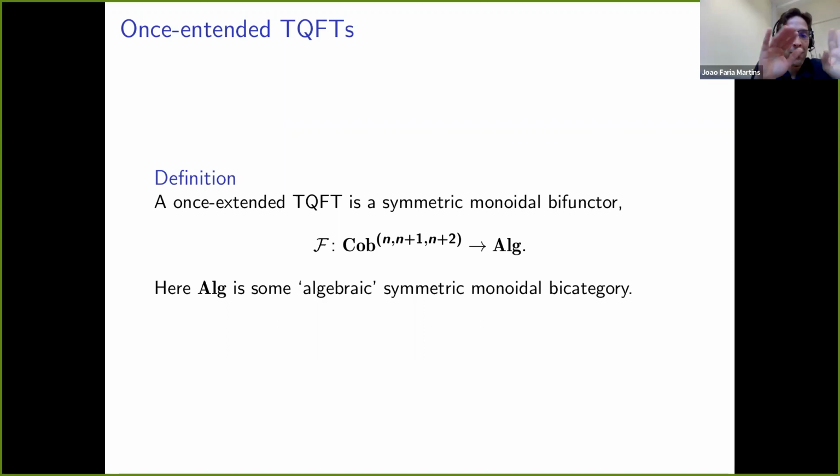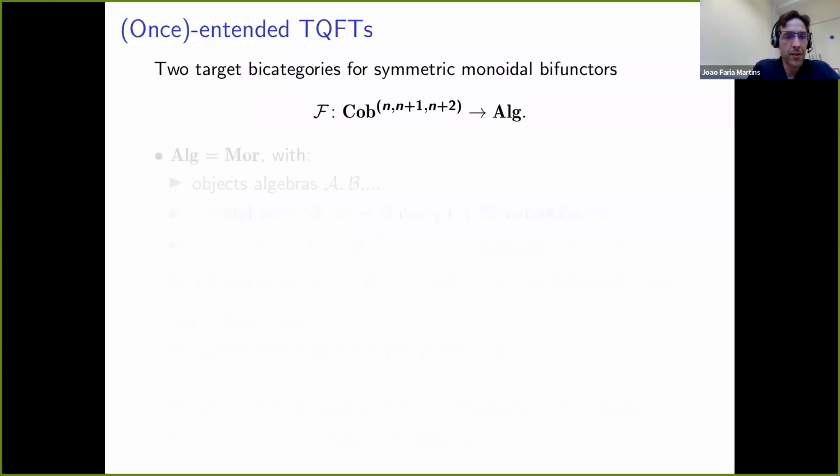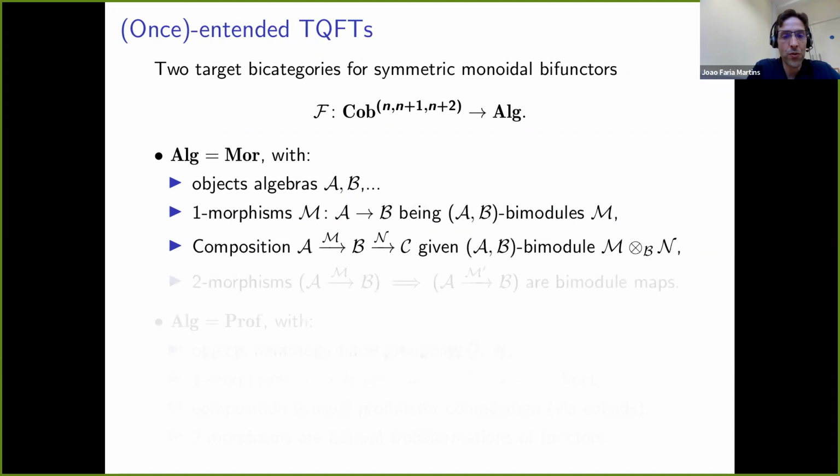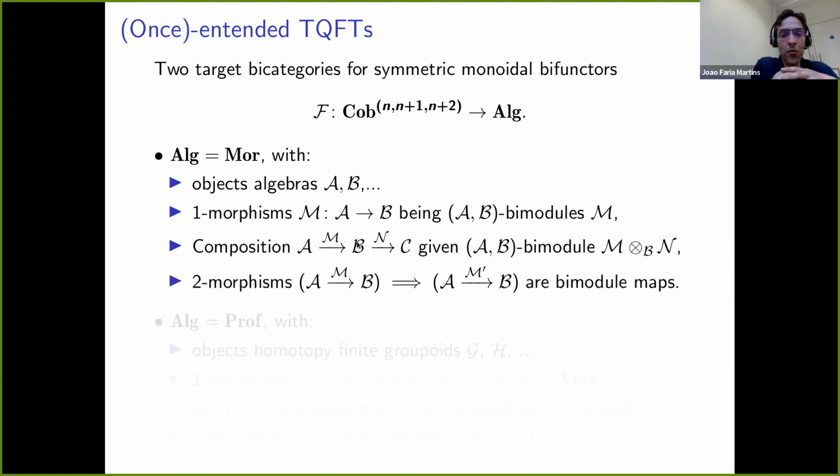And Alg is some algebraically defined symmetric monoidal bicategory. And which bicategories would I like to consider as Alg? So targets for these symmetric monoidal bifunctors. The first idea that comes to mind is the bicategory Mor, the Morita bicategory. So objects are algebras, one morphisms are bimodules, and the composition of bimodules is given by the usual tensor product of bimodules over the middle algebra. And two morphisms are bimodule maps. So this is a very nice construction of a symmetric monoidal bicategory.